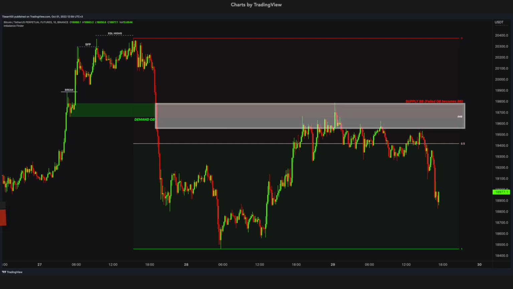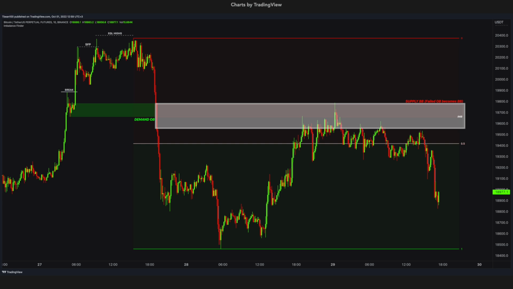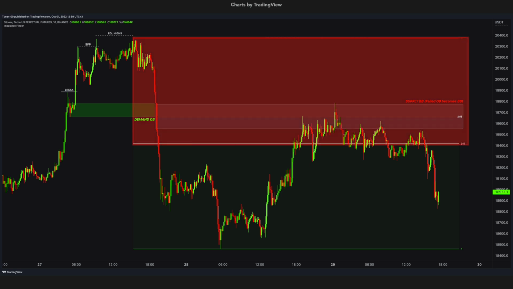As I always say, if the price action structures come together one after another, it makes the area much stronger. This was a great area to start looking for shorts. Why? It is in the premium zone, it has the breaker block, it has the large imbalance. These are great signs and breadcrumbs that the market maker leaves behind for us.